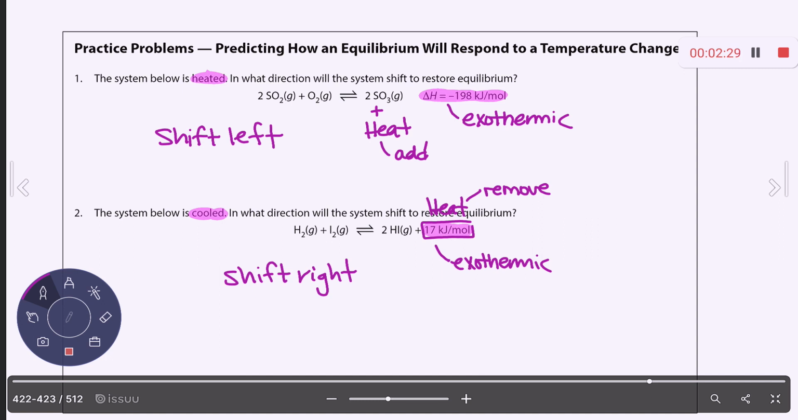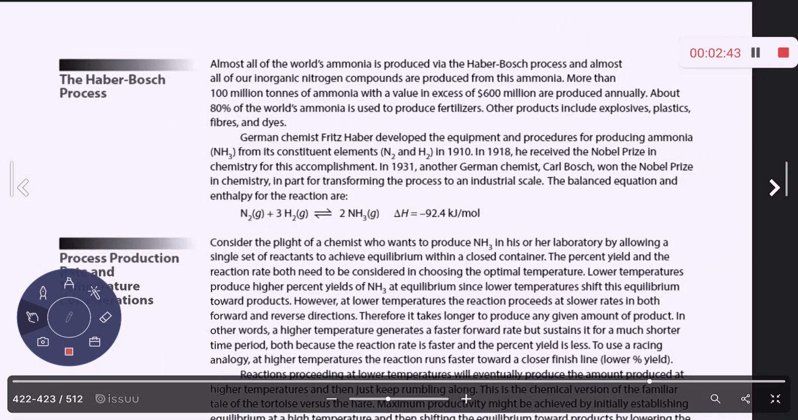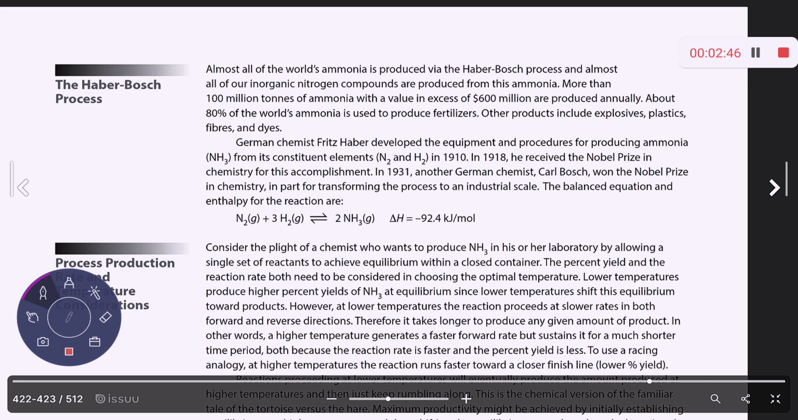Let's look at the last part. Let's look at the Haber-Bosch process, okay? Are you guys pretty familiar with ammonia? Yes. It's in cleaning products. It's a weak base. You'll learn about that later.